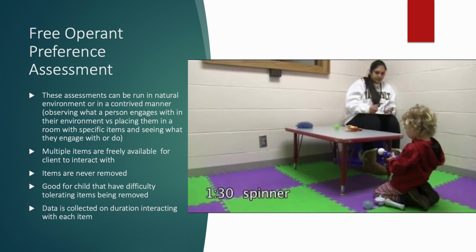At the end, what they do is they look at how long the client spends with each particular item. They look at the total duration that they spend with each item, and that gives them a ranking or a hierarchy of most preferred items, moderately preferred items, and then low preference items or no preference if they didn't interact with it.